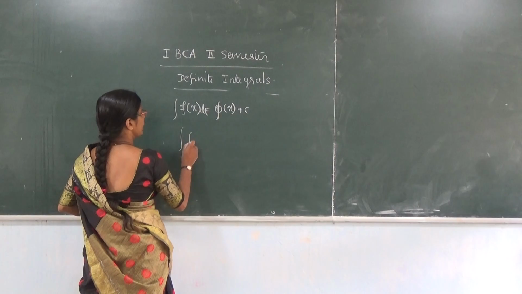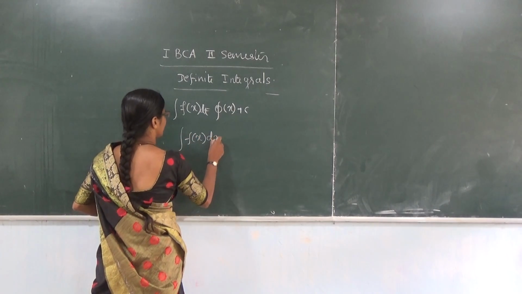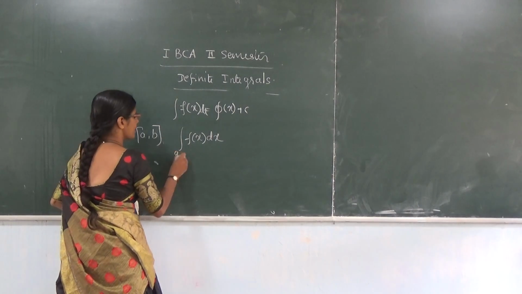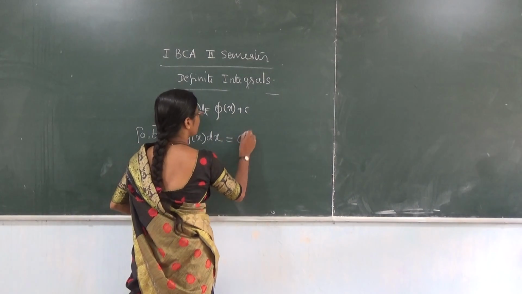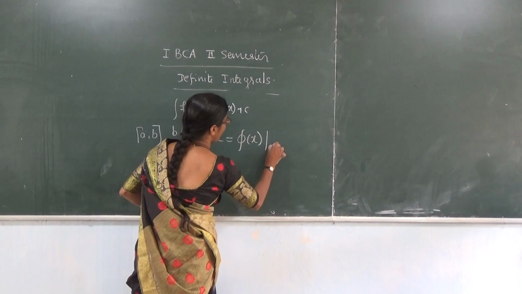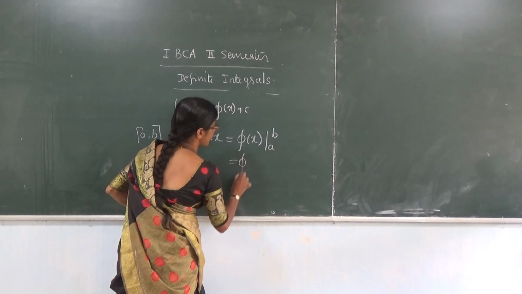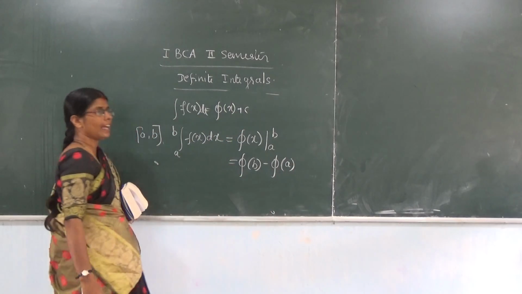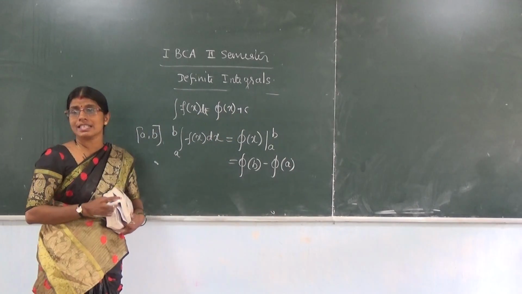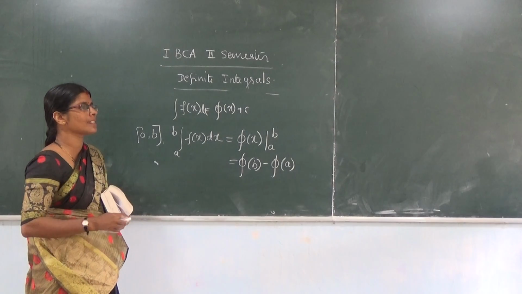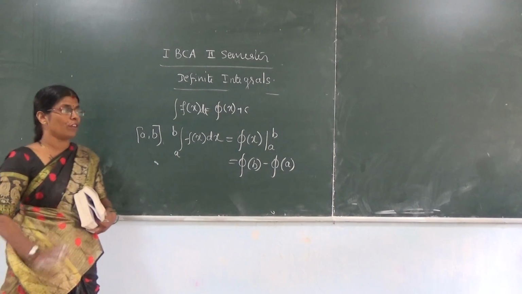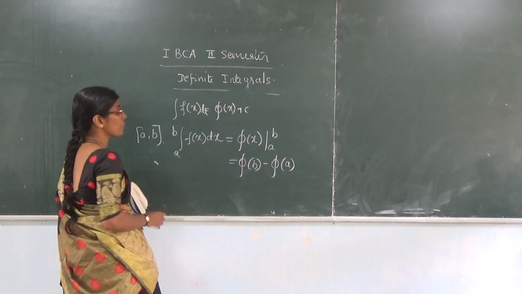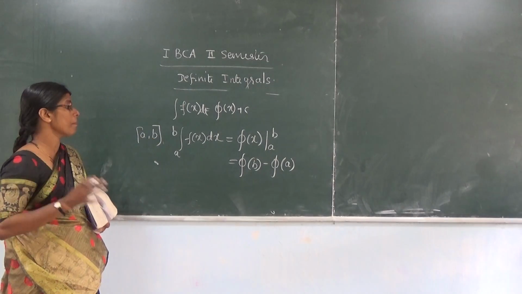Suppose you have f of x with respect to x, considering the interval a to b. That is equal to phi of x from a to b, and that is the difference: phi of b minus phi of a. Here this a is called the lower limit of the function and b is called the upper limit of the function. So now we have to consider some particular problems.